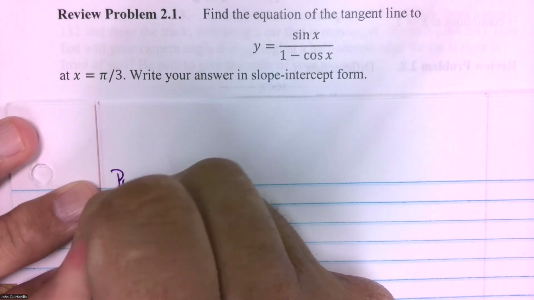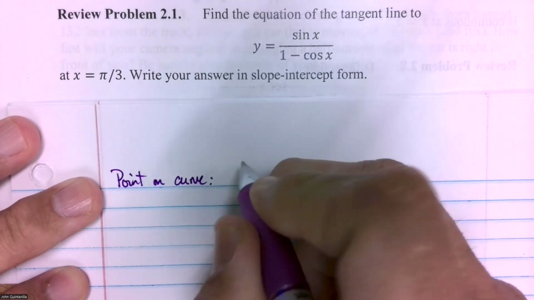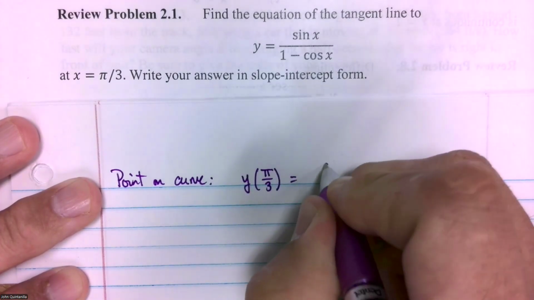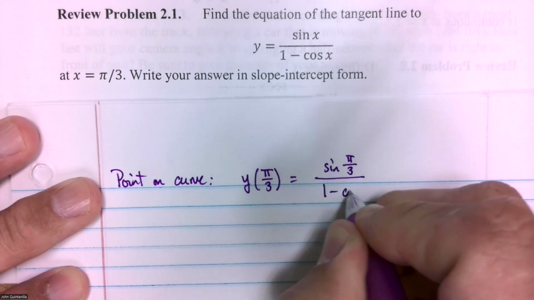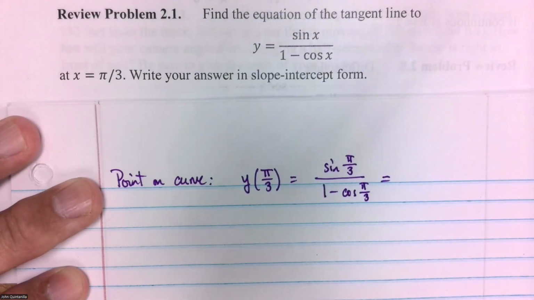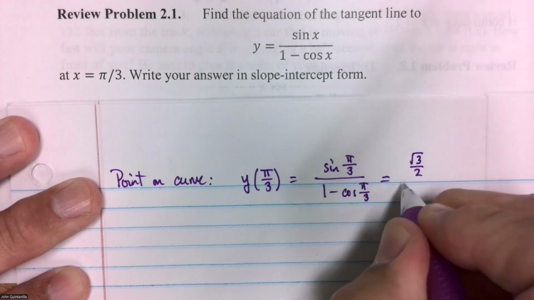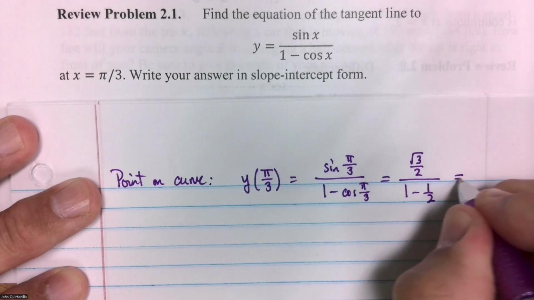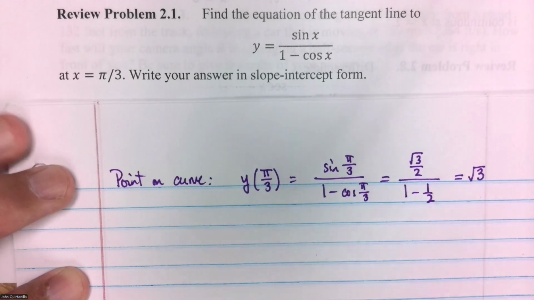So the point on the curve, we find this by plugging in pi over 3. And so that'll be equal to sine of pi over 3 all over 1 minus the cosine of pi over 3. The sine of pi over 3 is equal to square root of 3 over 2. And cosine of pi over 3 is 1/2. And so this simplifies to be square root of 3. Okay, so that's the first part of the problem.